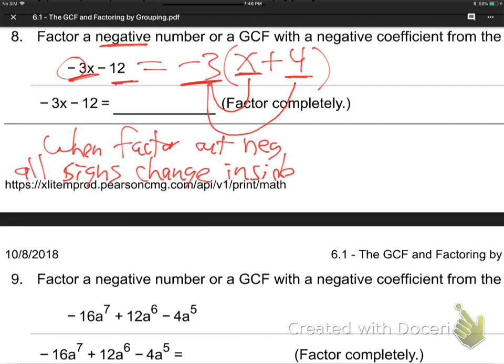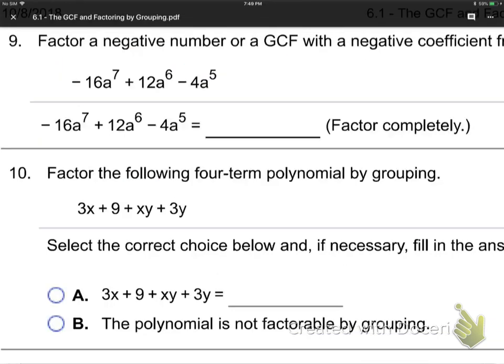We good there? Questions on that? No questions. So whenever the front one's negative, take out whatever you take out for the GCF, but take it out as negative. So I'll give you a second to do that.